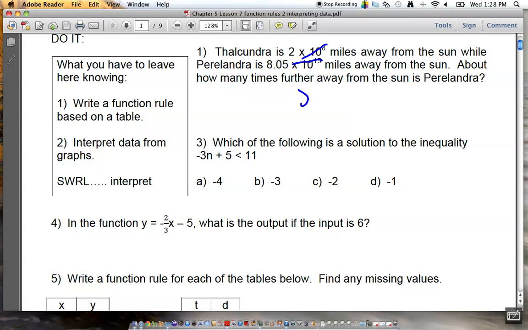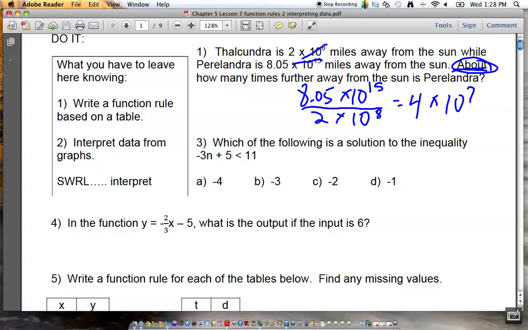Right. So I'm going to do 8.05 times 10 to the, what does that say under there, 15? Yeah. 15 over 2 times 10 to the, what does that say, 8 or 6? 8, I think? 8. Okay. Now, look, it says about, keyword there, about. So 8 divided by 2 is 4, about. And then subtract exponents, times 10 to the 7.